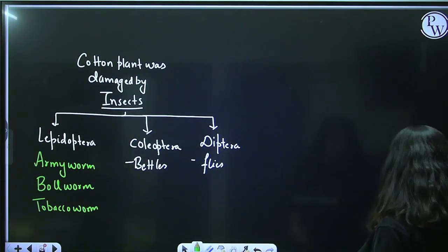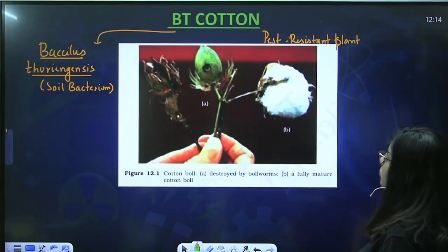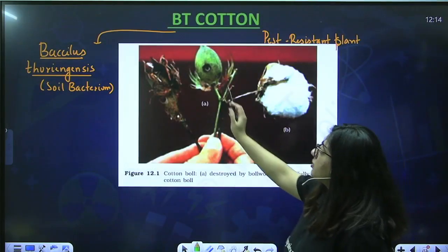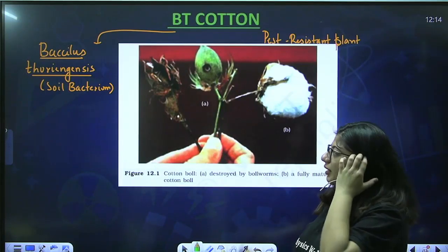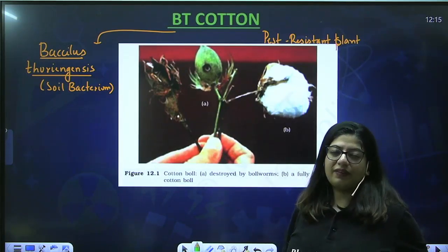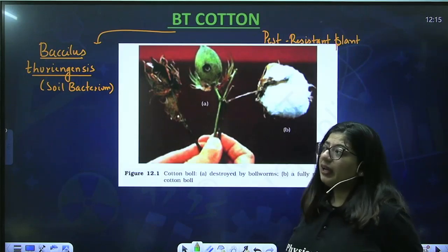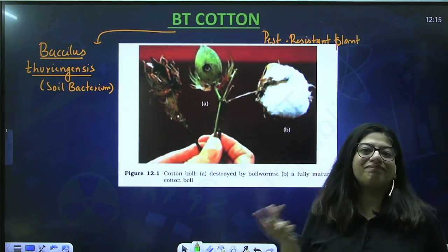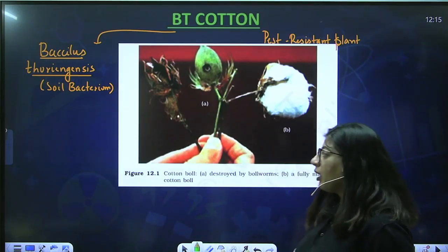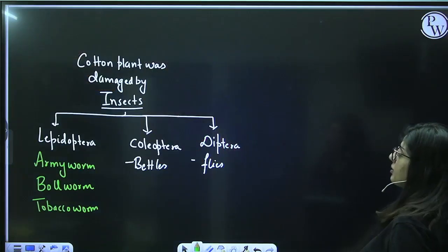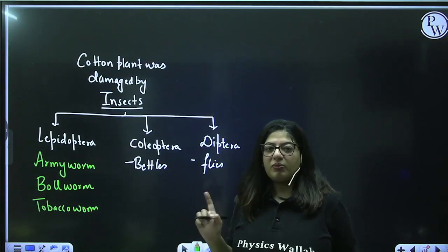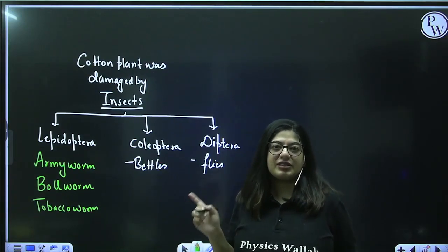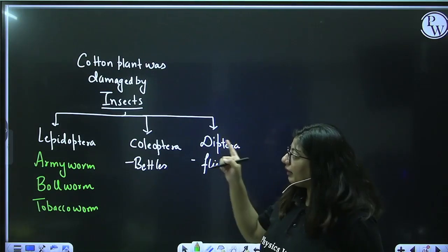If you can see this previous diagram, you can see this is a healthy cotton and this is the one where the balls have been completely destroyed. And this is the entire ball that we need, and that's the yield of a plant. If that isn't destroyed, everything will go in vain. So the problem is this insect. Now, because this is your problematic thing, let's find its enemy, or the one that can kill the insect.